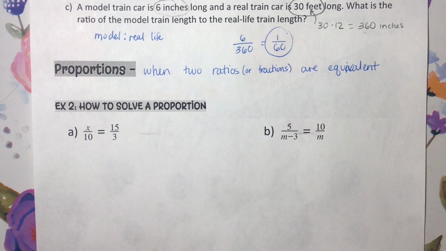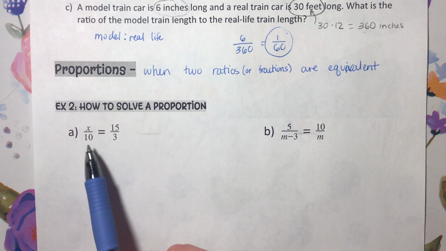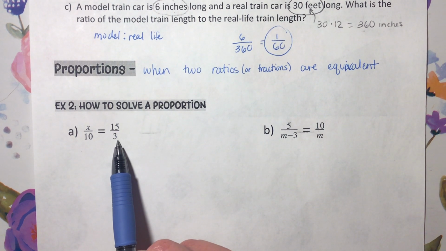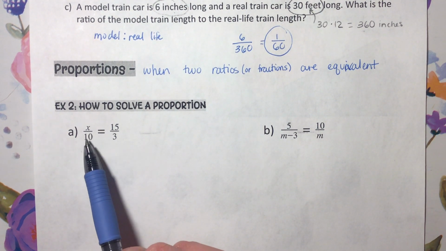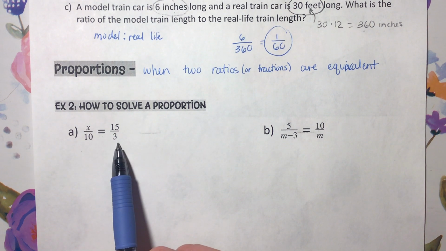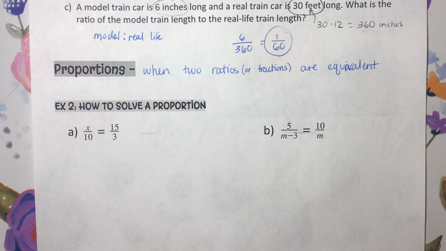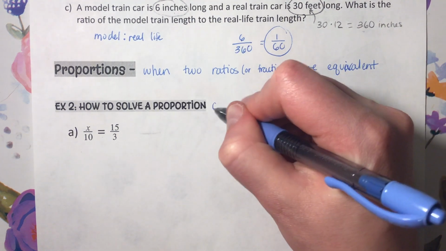So we're going to work through how to solve some of these. For example 2, how do you solve a proportion? Notice I have a fraction equal to a fraction, but fractions are just ratios. So I have a ratio equal to a ratio. When you have two fractions with an equal sign in the middle, you are going to solve that by cross multiplication.